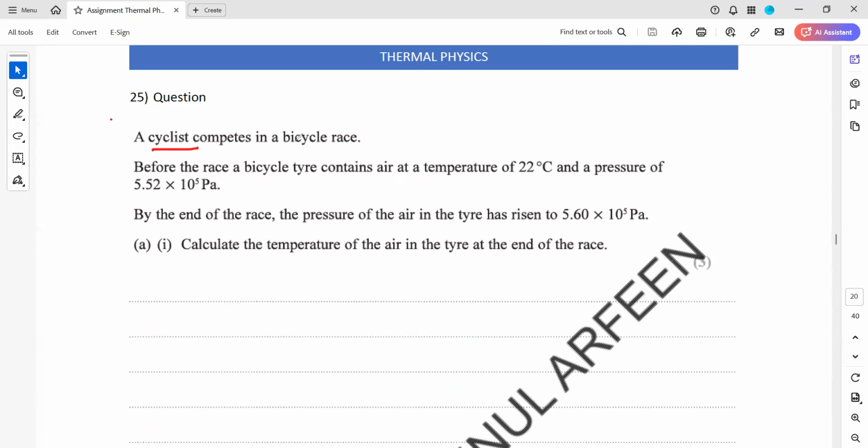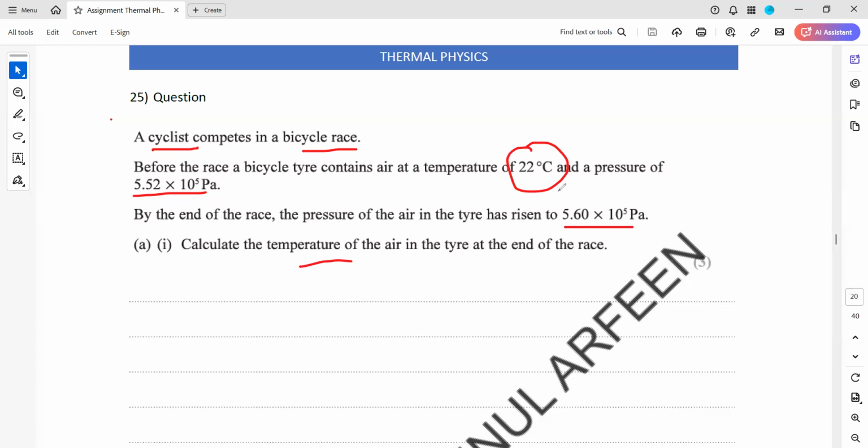A cyclist competes in a bicycle race. Before the race, a bicycle tire contains air at a temperature of 22 degrees centigrade and a pressure of 5.2 × 10^5 Pascal. By the end of the race, the pressure of the tire has risen to 5.6 × 10^5. Calculate the temperature of air at the end of the race.